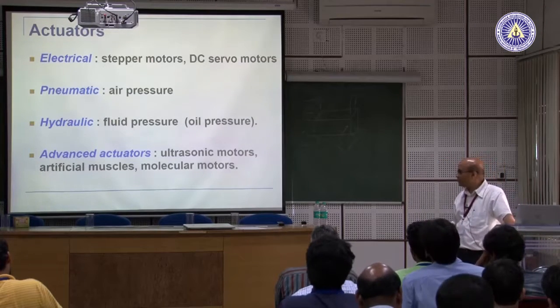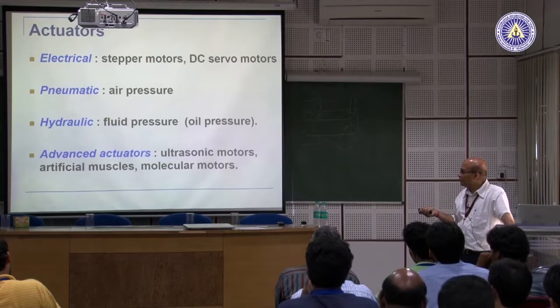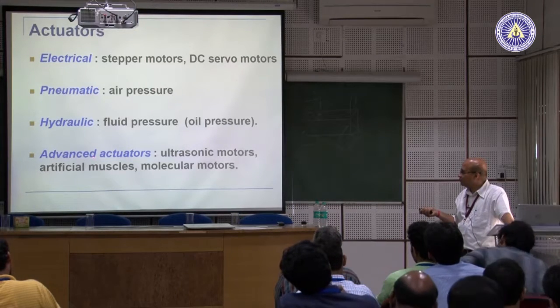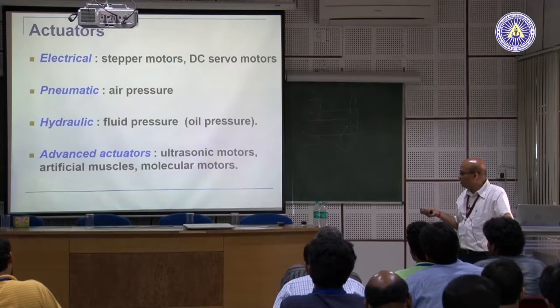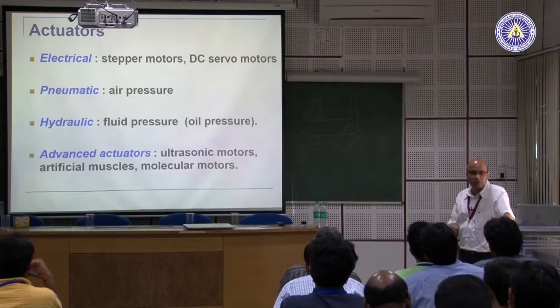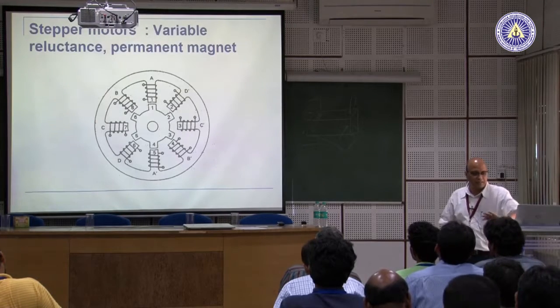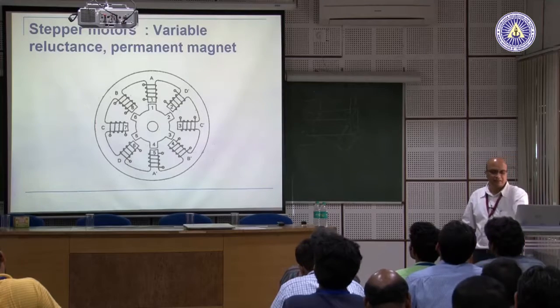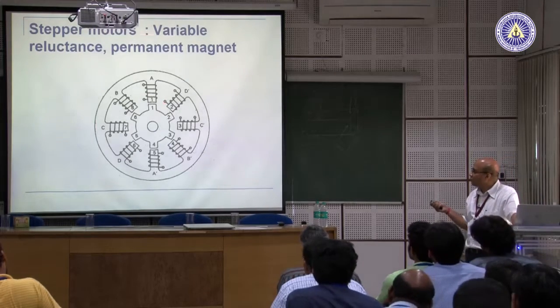So, different kinds of actuators. Again because of the size effect, there are other kinds of actuators which are also used: ultrasonic motors, artificial muscles, molecular motors, which are used at a lower scale or in special devices. Very quickly, let us go through some of the actuators. You might have done this before, but we will just go through stepper motors.